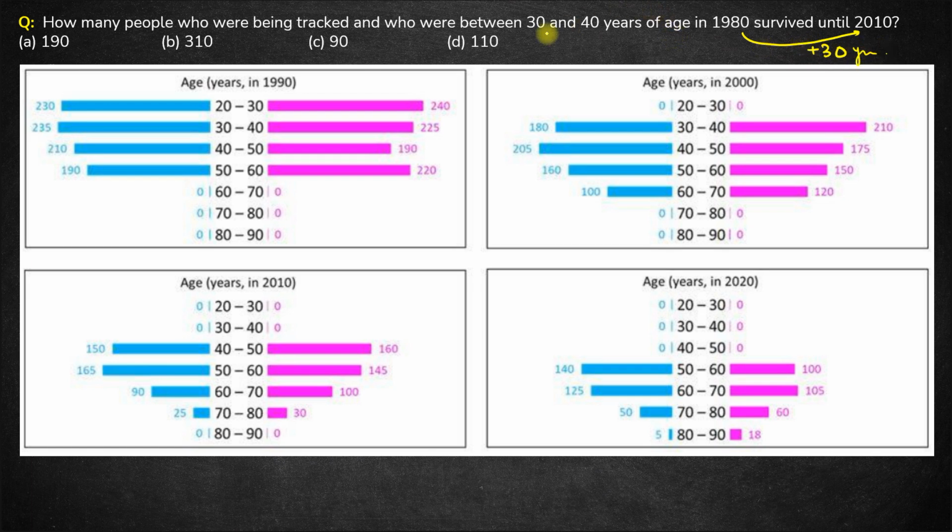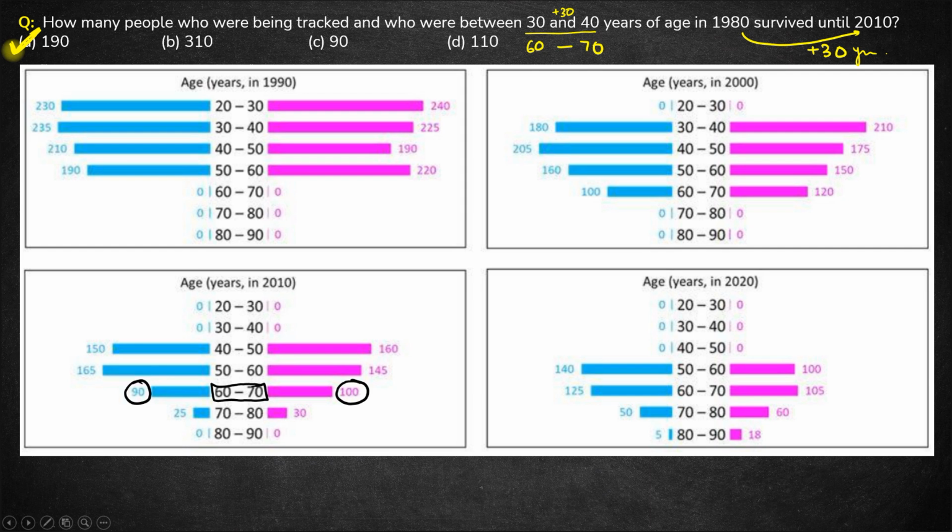So whoever was in the age bracket of 30 to 40, once you add 30 years to their age, will now be in the age bracket of 60 to 70 years in 2010, right? So in 2010, we are looking at an age bracket of 60 to 70. So the question is, how many of them survived until 2010? So 90 males survived and 100 females survived. So the total number of people who survived is 90 plus 100. Option A, 190 people survived.